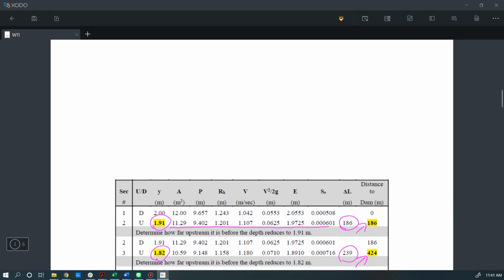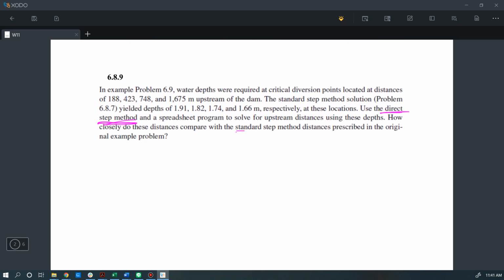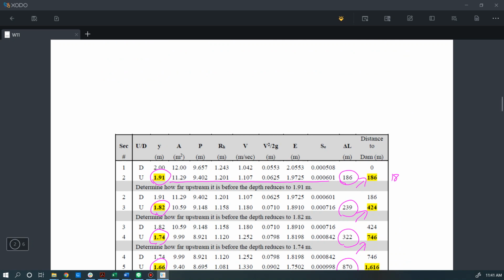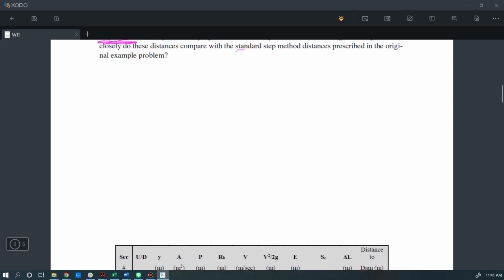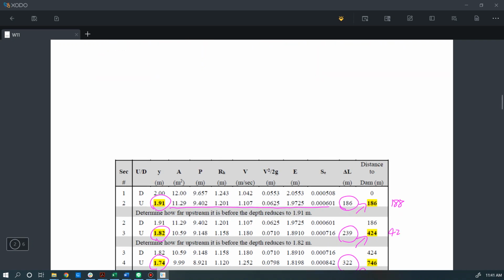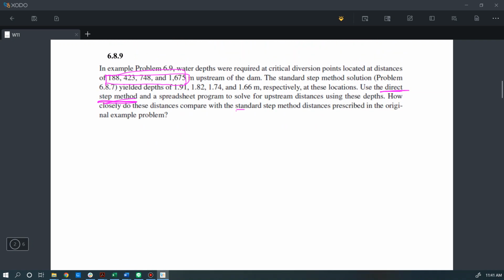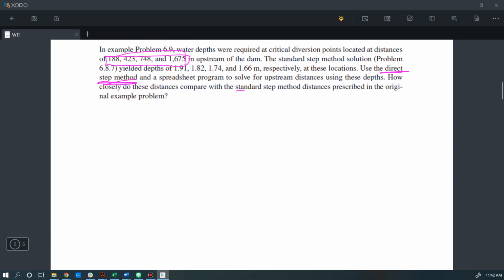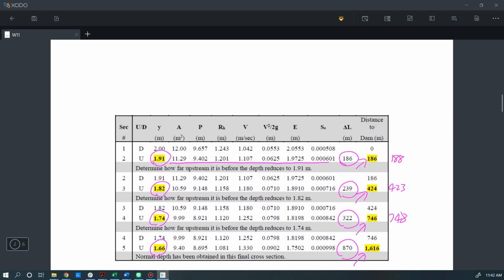So let's do a simple comparison. Here is the theoretical value given by the problem. So here, the first section should be 188, 423, 748, and 1675.